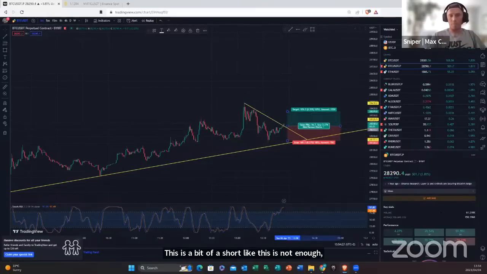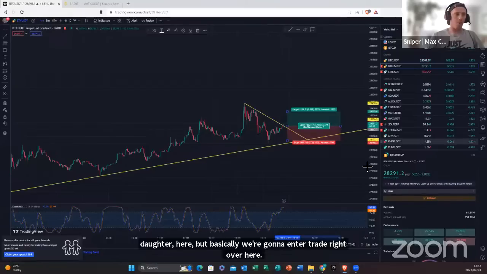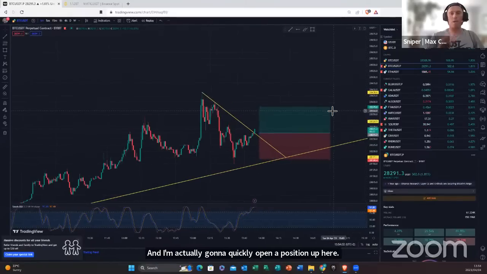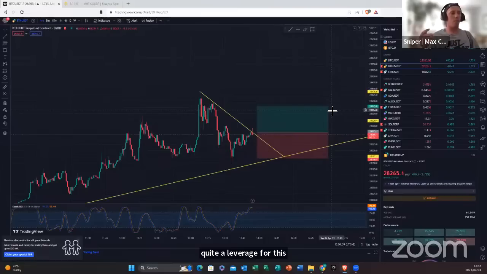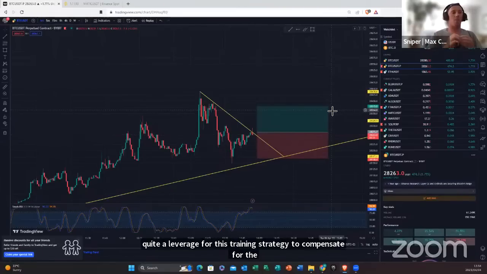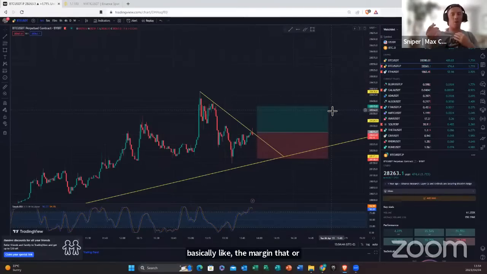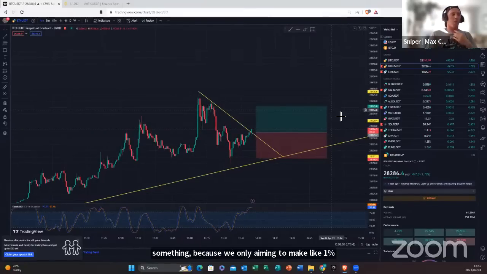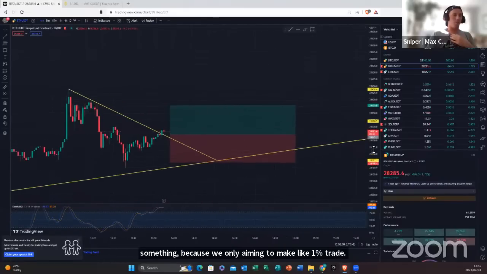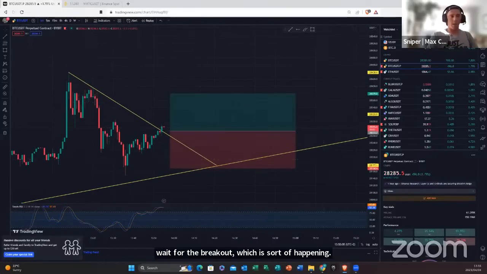I'm actually going to quickly open a position up here. Okay, and we're using very, very high leverage. I use quite high leverage for this trading strategy to compensate for the margin, or the amount of money you need to make the trade worth it, right? Because if you trade with low leverage, unless you're using a large amount of money, you might only come away with like $2, because we're only aiming to make like 1% trades here, right? So I'm going to wait for the breakout, which is sort of happening, and I just need to quickly enter here.